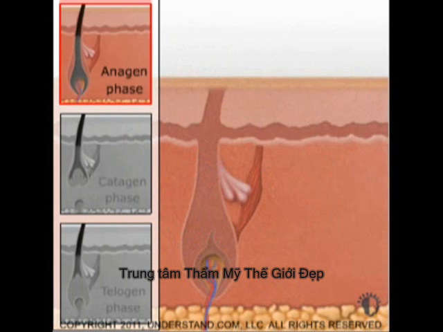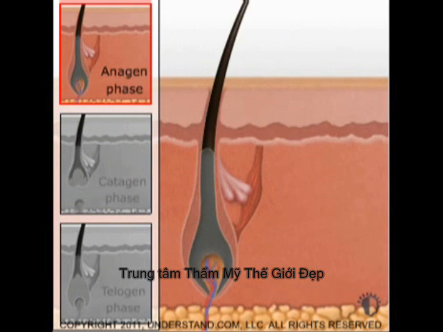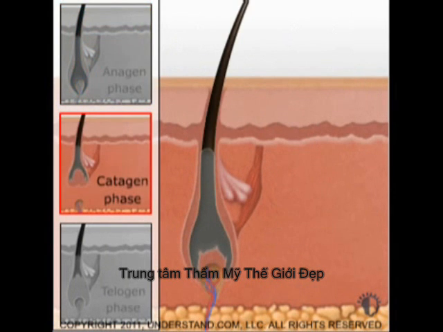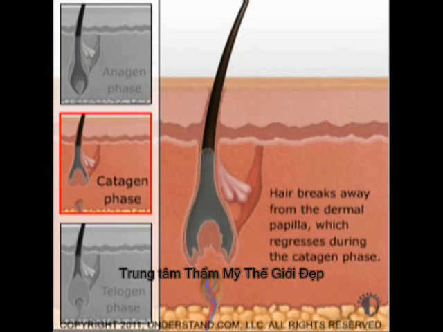During the anagen phase, the hair grows actively from the follicle. The next phase of the growth cycle is the catagen phase. This is a short transitional period in which the hair stops growing and the hair follicle shrinks in size. The follicle breaks away from the dermal papilla, which supplies nutrients to the hair follicle. The dermal papilla then regresses.